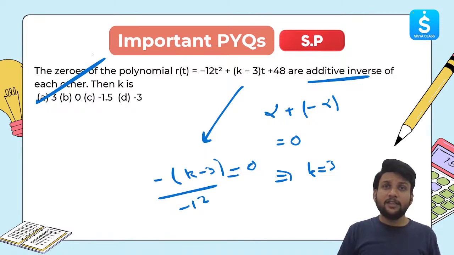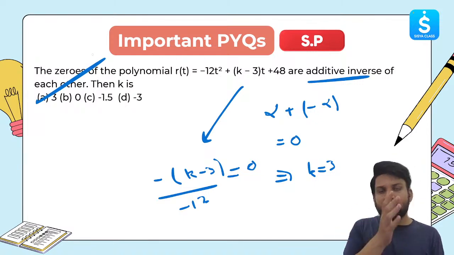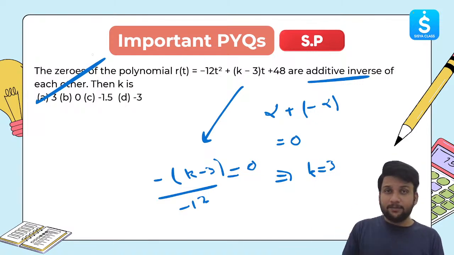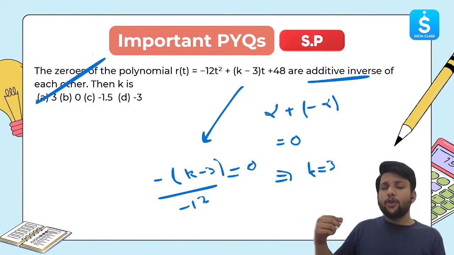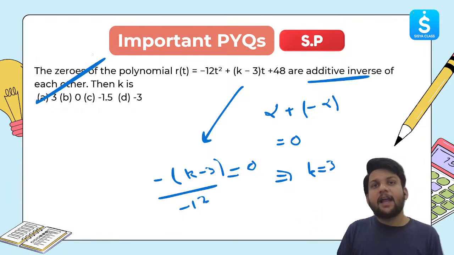Next, we did the quadratic polynomial. Perhaps the most important is sum of roots is what? Minus b by a. The product of roots is what? c by a. For cubic polynomial, sum of roots is minus b by a. The sum of roots taken two at a time is c by a, and product of roots is minus d by a.